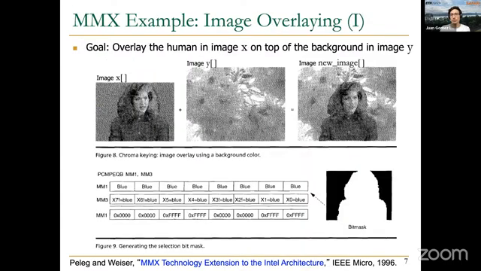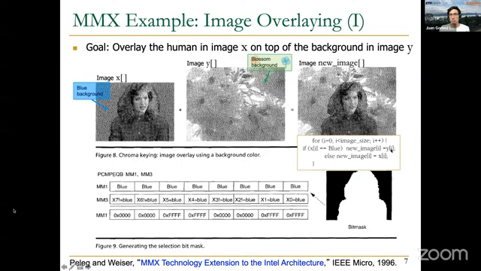I want to give you an example of how to use MMX instructions. This way, you can see a first example of how to operate with a SIMD machine with a parallel architecture. In this example, we are going to overlay the human in one image on top of the background in another image. Here we have two images, X and Y. On the left-hand side, we have the image of a woman on a blue background. What we want to do is replace the blue background with a blossom background so that the new image is going to look like this on the right-hand side.